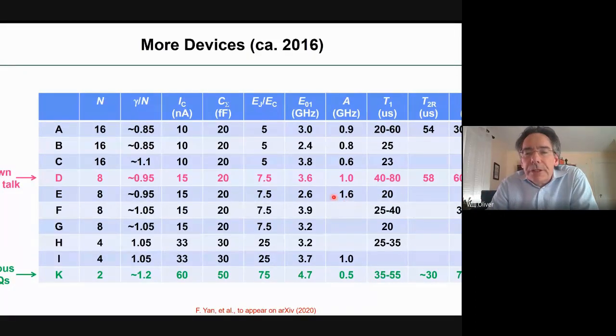You can see an even higher anharmonicity here, 1.6 gigahertz on a 2.6 gigahertz qubit, but some of the T1s were not as high as we expected, and so that is something that we wanted to study further. And again, I think we will be picking this up again.